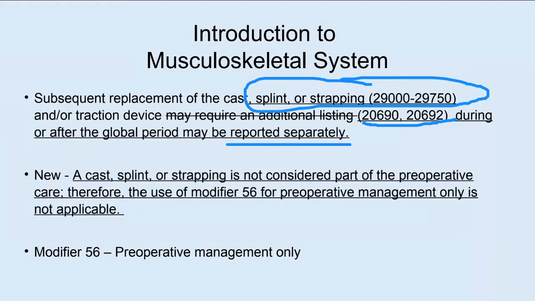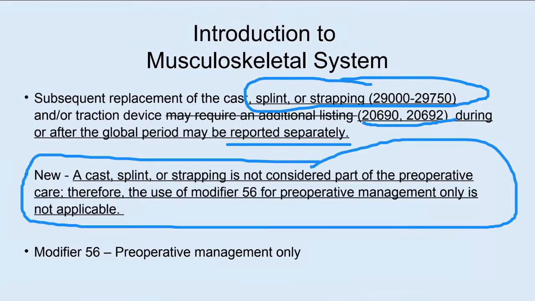Now this is new. A cast, splint, or strapping is not considered part of the preoperative care. Therefore, the use of modifier 56 for preoperative management only is not applicable. So putting on a strap or a cast or a splint before surgery, before other treatment is done, is not considered preoperative. So you're not going to use the 56 modifier for preoperative management.